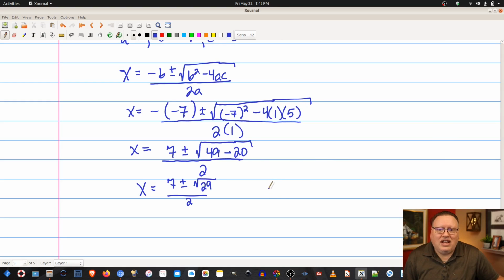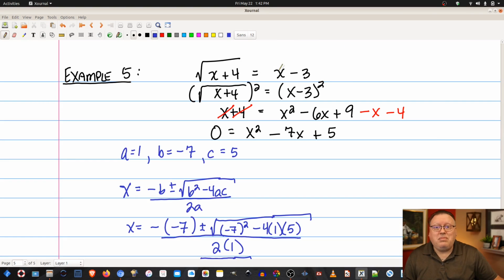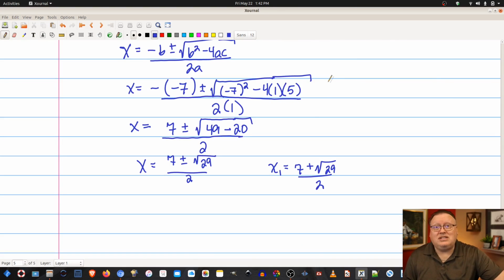I can tell you that x sub 1, our first x value, is 7 plus the square root of 29 divided by 2. Okay? Now, if you look at this, 7 over 2 is 3.5. So 3.5 plus some more is going to be bigger than 3. And a number bigger than 3 minus 3 is certainly positive. So I'm thinking x sub 1 is probably going to be our valid solution.